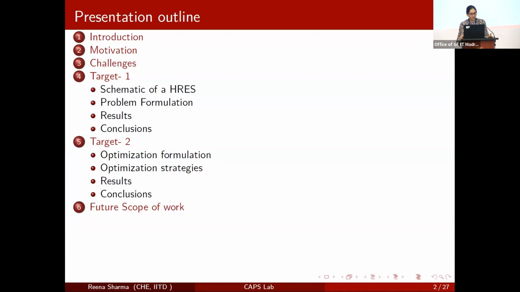So first of all, I start with the presentation outline. My outline is as follows. First, the introduction, motivations, challenges, target 1 and target 2. Basically, my problem is divided into two parts, where we first solve target 1, and then we can go to target 2. And the last section is the future scope of work.